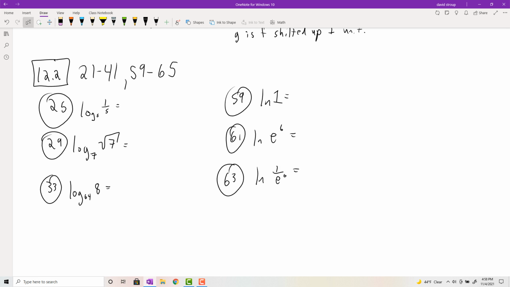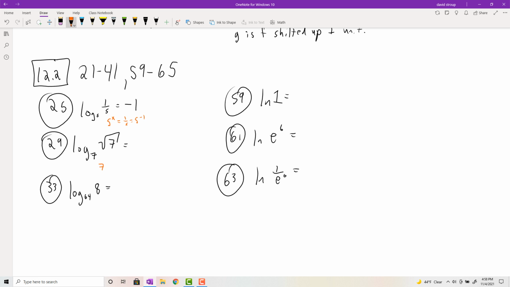Okay, so first, what are they asking for? They're asking kind of 5 to what power equals 1/5. And you could write 1/5 as 5 to the -1 and then clearly see x is -1. So the answer here is -1.